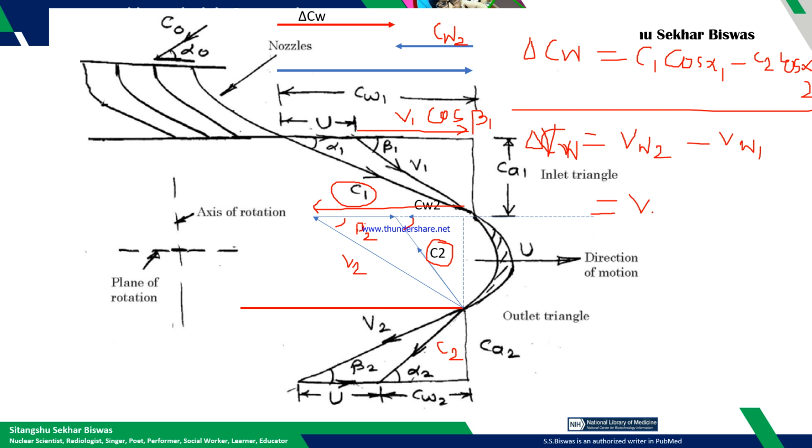So this is V2 cos beta 2, and minus VW1, they are in opposite directions, because your VW2 is in this direction and VW1 is in this direction. So that will be V1 cos beta 1. Okay.